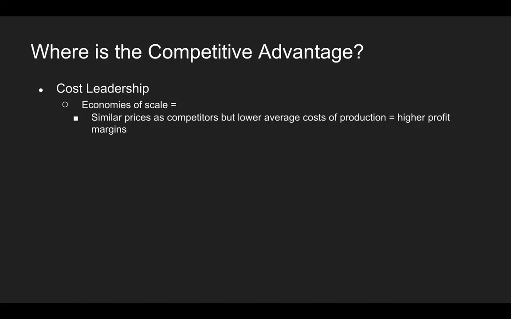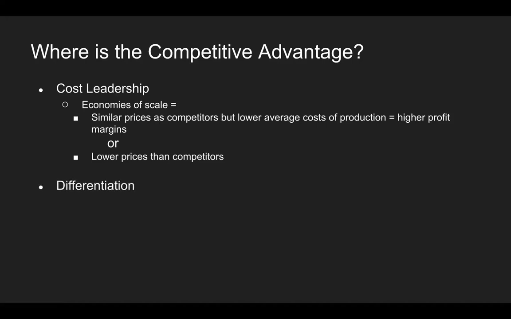That means I can do one of probably 2 things. I can price similarly to my competitors, but since my average cost of production is lower, I should see higher profit margins, and gross profit margins if you're looking at your price minus your average variable costs. Or I can actually set lower prices than my competitors, and then I have a huge competitive advantage because most customers would choose the lower price if it's the same type of product.